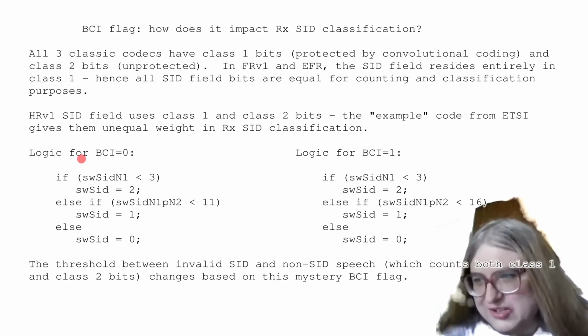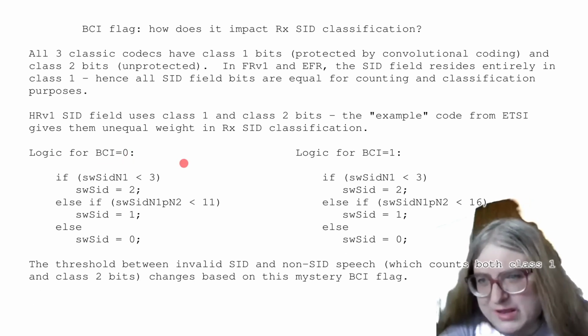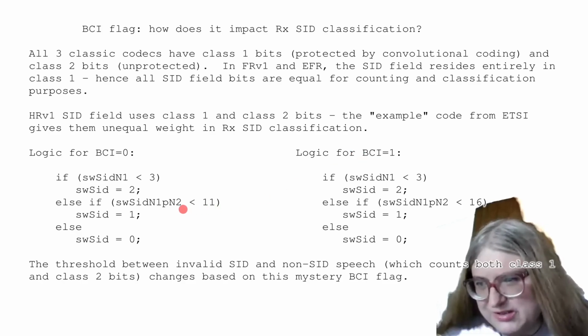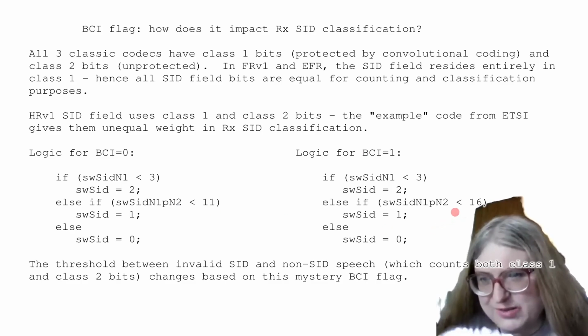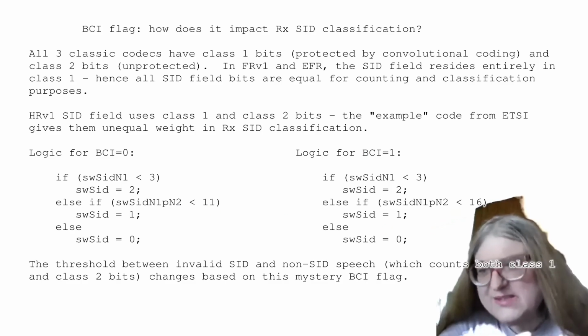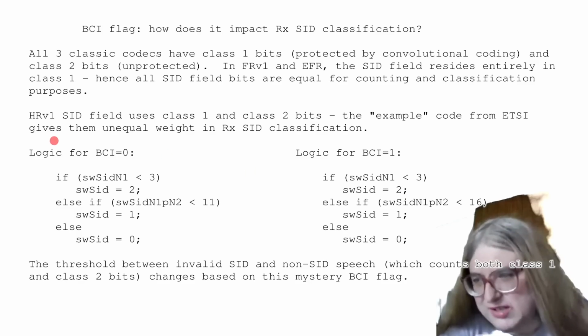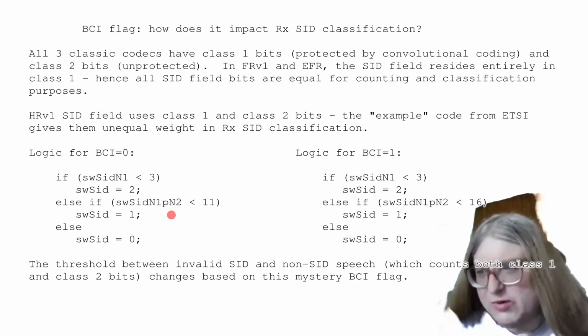So this is the logic. You have the case of BCI equals 0 and BCI equals 1, and you can see this threshold. So this is a threshold of BCI equals 0. This is a threshold of BCI equals 1. The rest of the logic is the same. And also notice how they only count class 1 bits for this check, but they count both class 1 and class 2 bits.